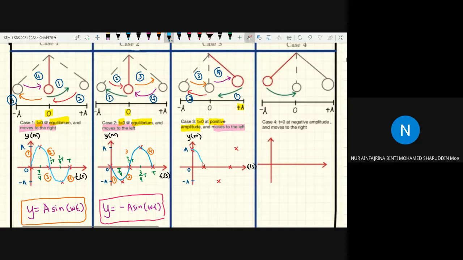So, if it is like this, what graph will you get? Cos? Cos. Very good. So this is a cos graph. Same here, this is T/4. Here is T/2. Here is 3/4 T and here is T. Okay, and then let's label 1, 2, 3, 4. So this is 1, this is 2, this is 3, this is 4. So this is the cos graph. Correct. So it is Y equals A cos omega t.